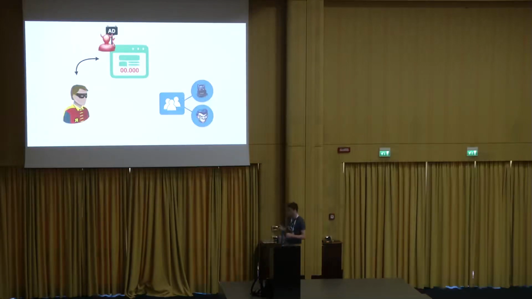So what do these cross-site attacks look like? Here we have our user, Robin, and Robin is registered on a certain social network. The social network consists of two groups, namely the Batman group and the Joker group. Now, on a certain day, Robin is browsing the web, and he goes to a certain website, for instance, a news website, which is not malicious.